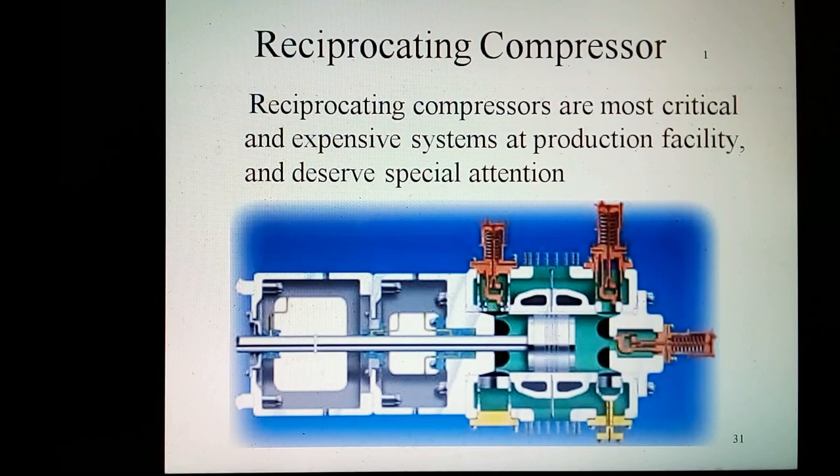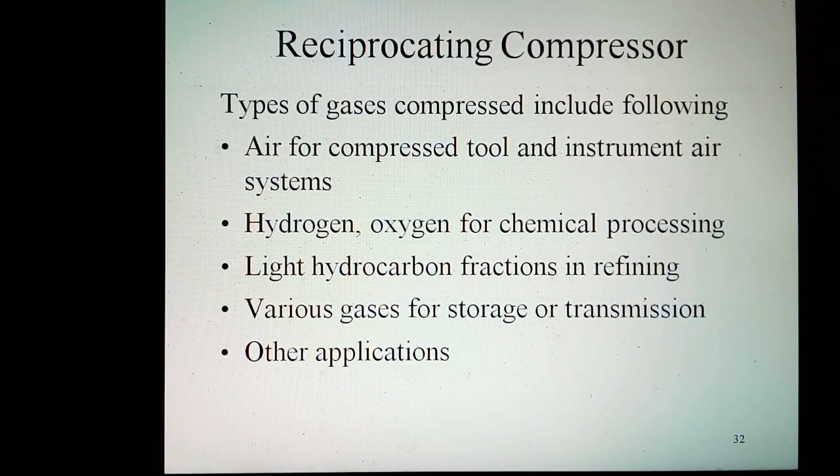Reciprocating compressor. Reciprocating compressors are often some of the most critical and expensive systems at a production facility, and deserve special attention. Various compressors are found in almost every industrial facility. Types of gases compressed include the following: air for compressed tool and instrument air systems, hydrogen, oxygen, etc. for chemical processing, light hydrocarbon fractions in refining, various gases for storage or transmission. Other applications.